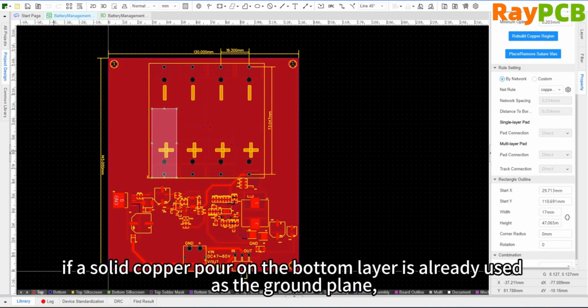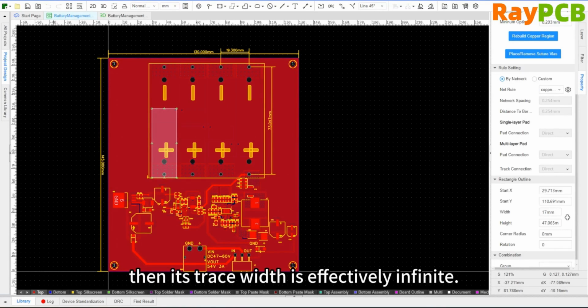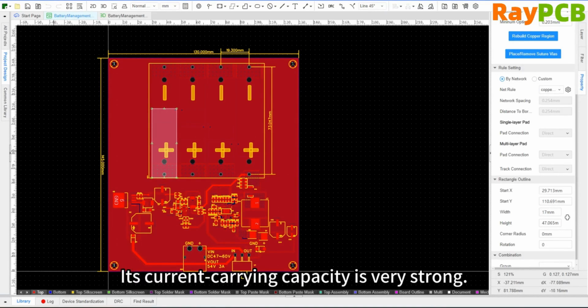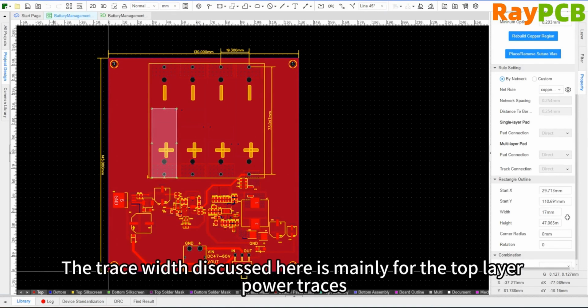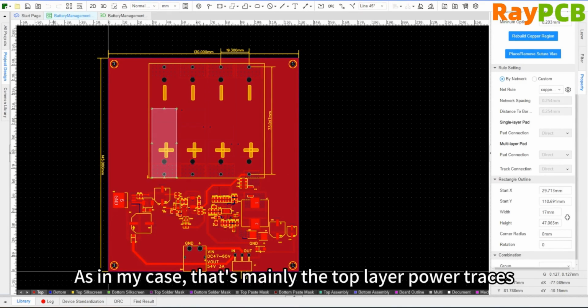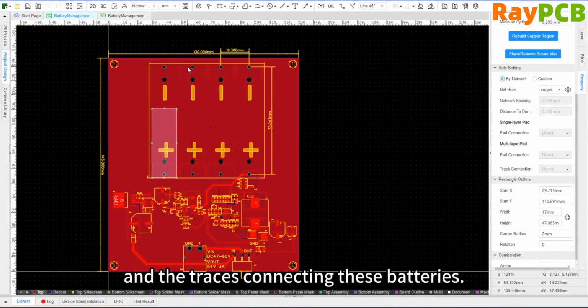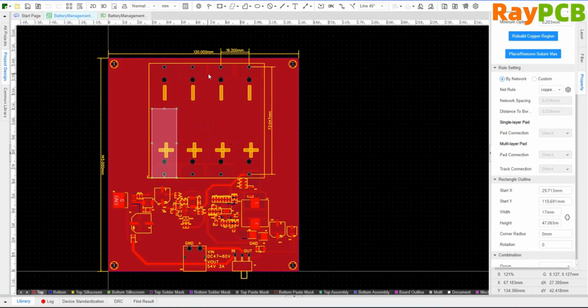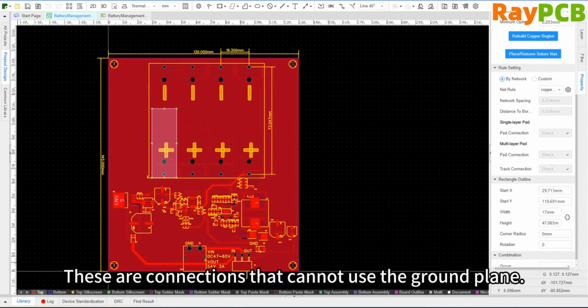As for the ground line, if the entire bottom layer is already covered with copper as the ground plane, then its width is essentially unlimited and its current carrying capacity is very strong, so there's no need to worry. The trace width here mainly refers to the top layer power lines and those that can't be connected using the ground plane. Just like in my case here, mainly the top layer power lines and the connecting wires between these batteries can't use the ground plane.